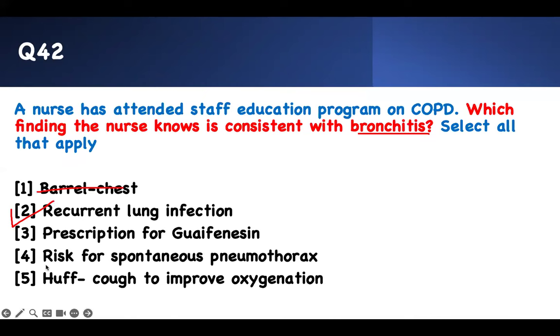If you have secretion problem, we're going to give you guaifenesin. If you have secretion problem, you're not going to develop pneumothorax. If you have secretion problem, you're going to use huff cough to improve your oxygenation. That's the way you answer questions, adapting this way.